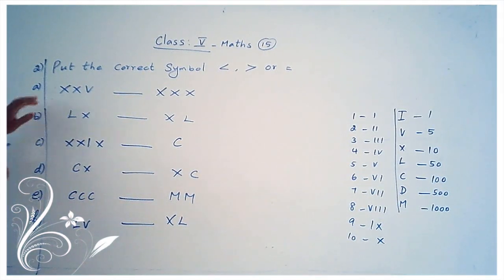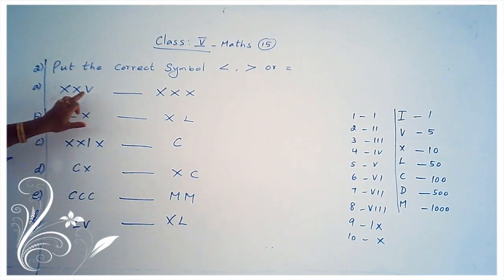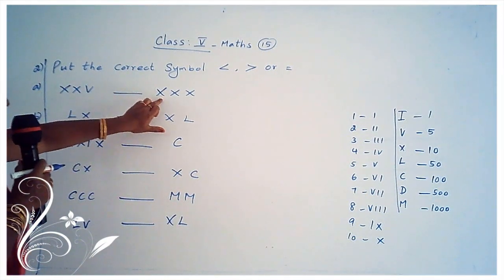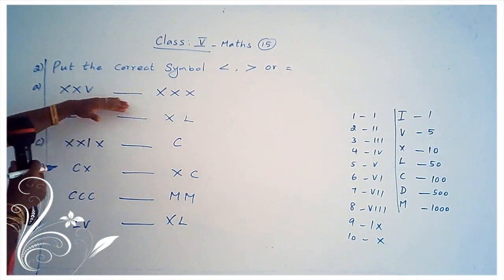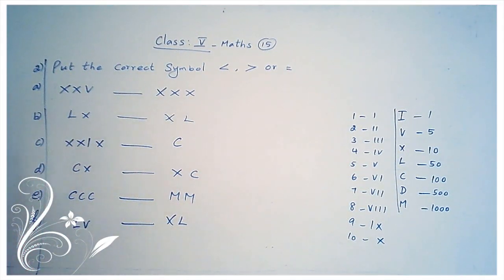Okay, children. Now you see the first one. XXV. Here another one side, XXX. Okay. So here, which one is greater? Which one is greater? Say. First of all, now you convert into number.